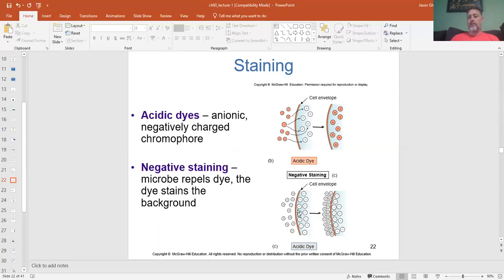Then there's another type of staining we call negative staining. And this is where, again, like charges will repel each other. So you have a negative stain, and they'll not bind with the negative components of the cell. So what happens is the background is stained and you see a blank space where the specimen is. So that's a negative stain.